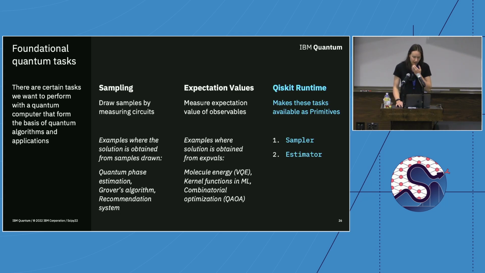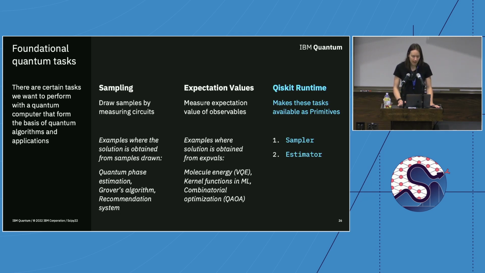There's some examples of where you would use this that you might be familiar with. So quantum phase estimation, if you're trying to estimate eigenvalues of a unitary operator, Grover's algorithm, recommendation systems, things like that. The other basic task is computing expectation values. So if you have some observable that you want to measure, maybe it's the energy of a system, you do that by computing expectation values of operators. And this is also very, very foundational.